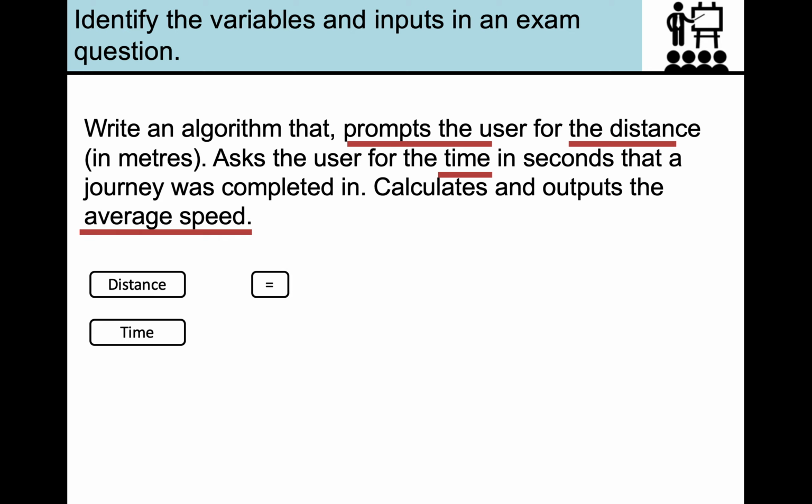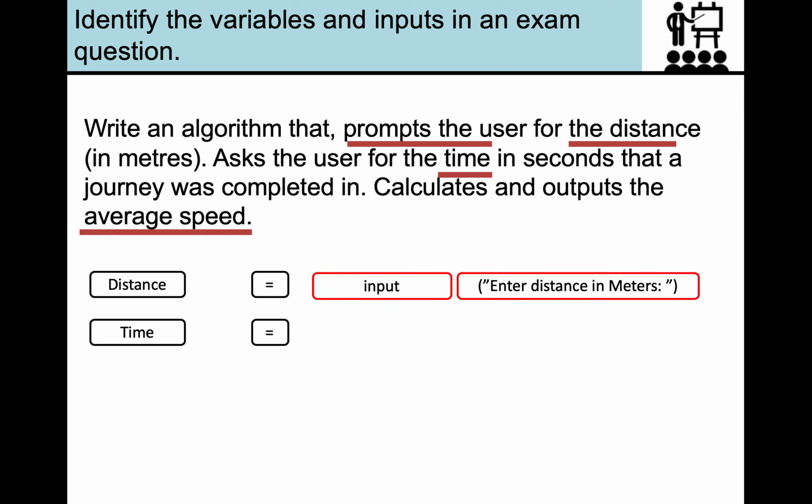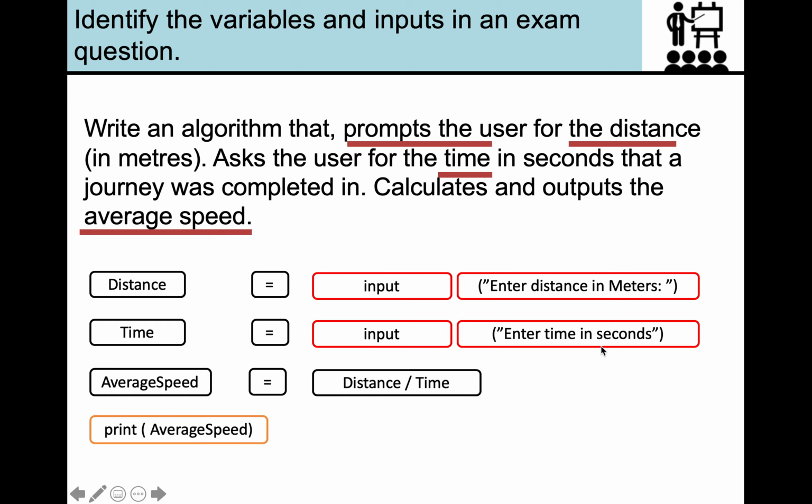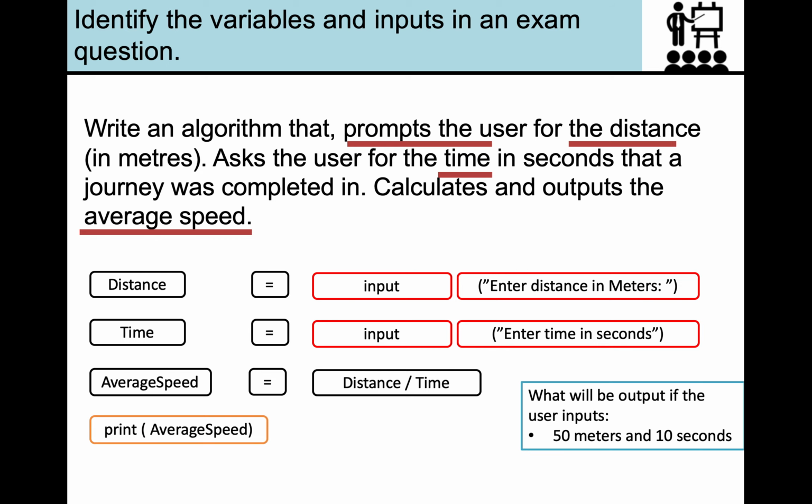So we have an assignment operator, the input command, and a prompt, enter distance in meters. And again, we have an assignment operator, the input command, and a prompt, which is going to be enter time in seconds. And finally, we're going to have a calculation which we're assigning to the average speed variable, where it's distance divided by time. And we're going to display the average speed. Well, try and trace through this algorithm and see what would be output.